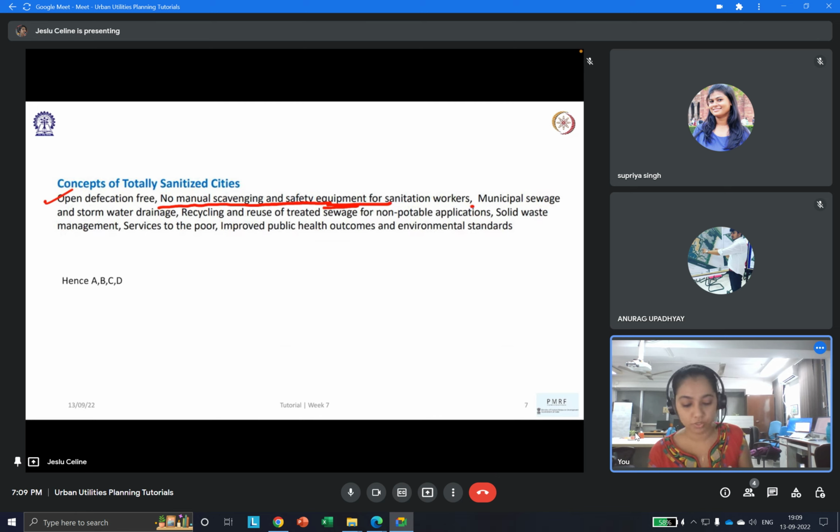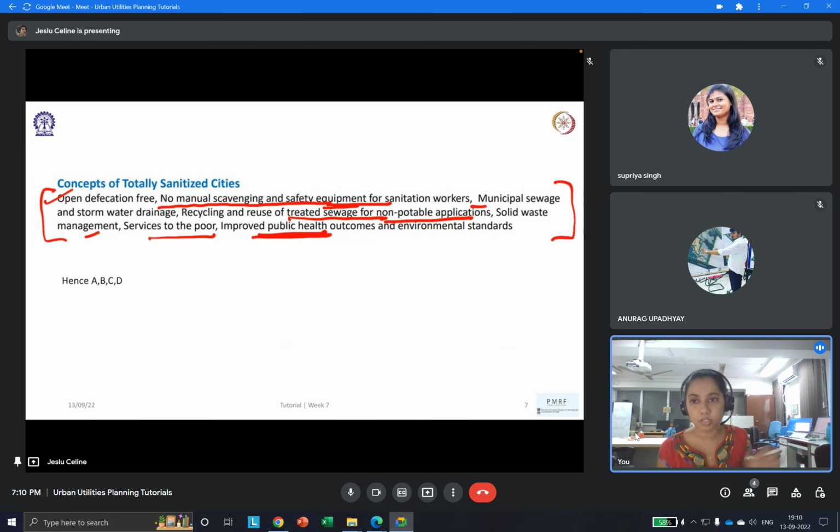Municipal sewage and stormwater drainage should be there. Then recycling and reuse of treated waste for non-potable reasons, and solid waste management. In addition, you need to have services to the poor, improved public health outcomes, and environmental standards. So these constitute the total sanitized cities. As you can see, it's an ideal version, and we discussed in the lecture that we have not been able to achieve 100% of this in most cities, but to an extent we have. This is one of the missions, to make all cities totally sanitized. Fine, so the answer is all of the options. Let's go to the next question.